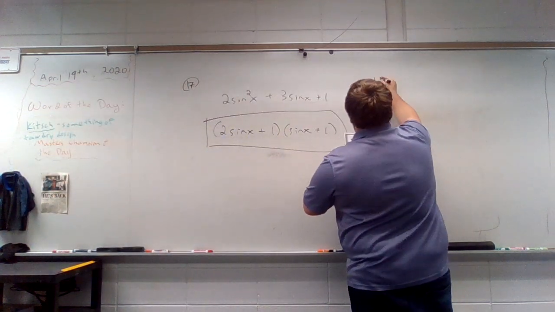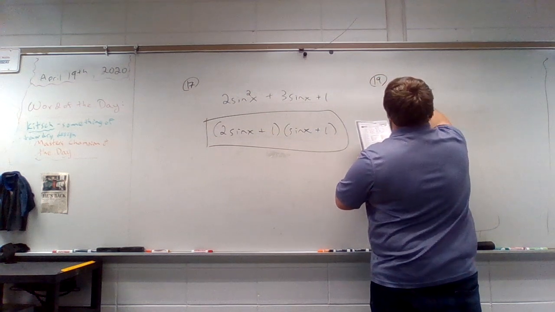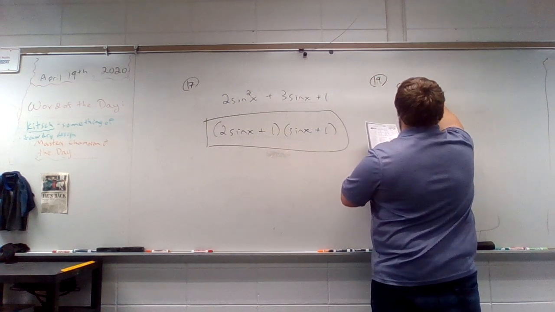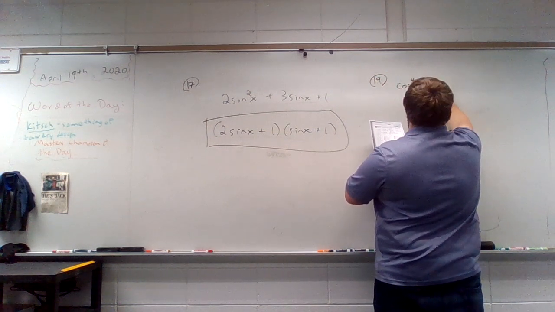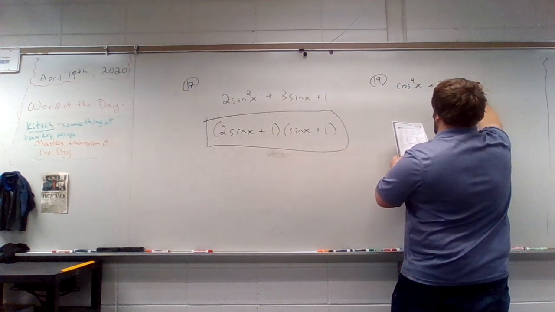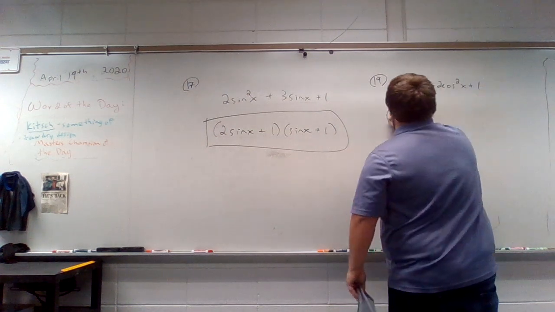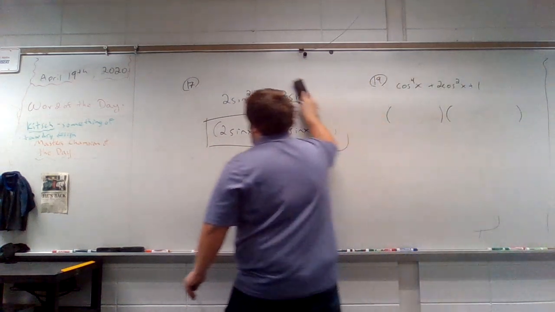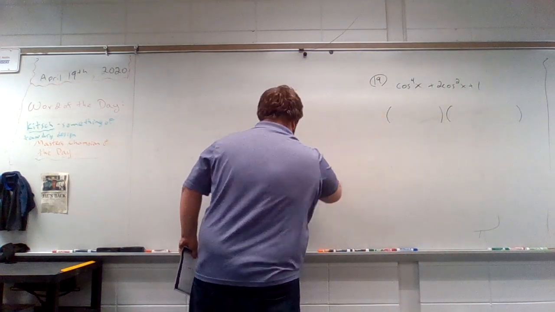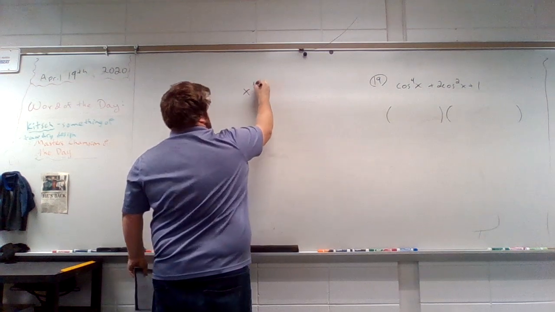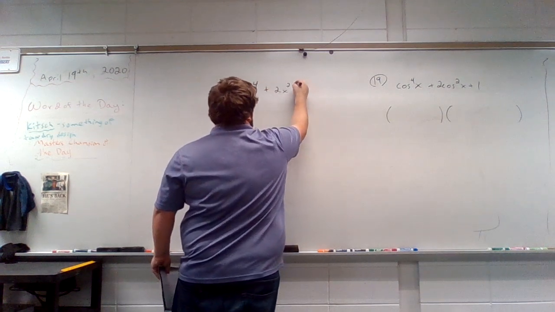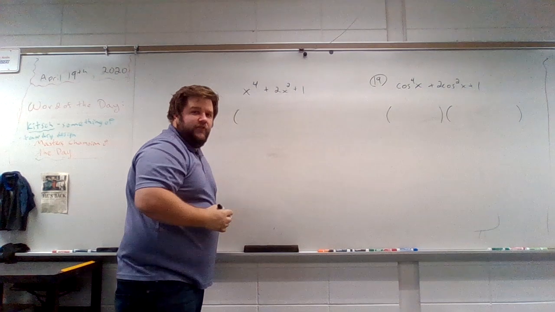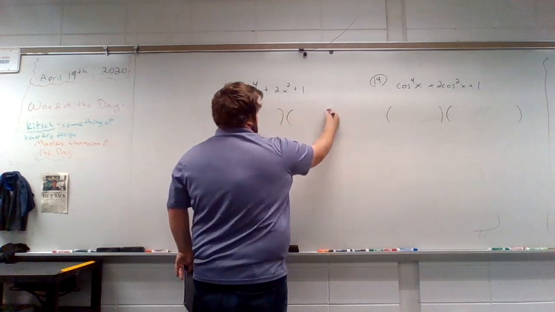Say 19. Cosine to the 4th plus 2 cosine squared plus 1. Okay, so let's jump straight in and see, if I were to factor something like this and it was x to the 4th plus 2x squared plus 1, what are my first two terms going to be?